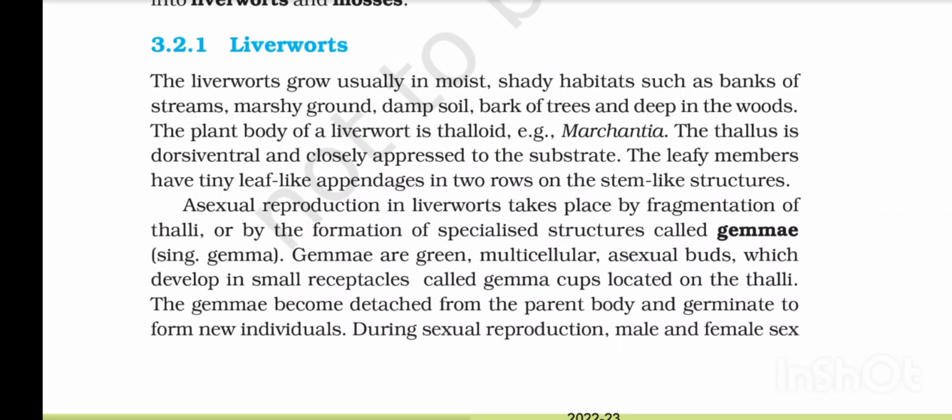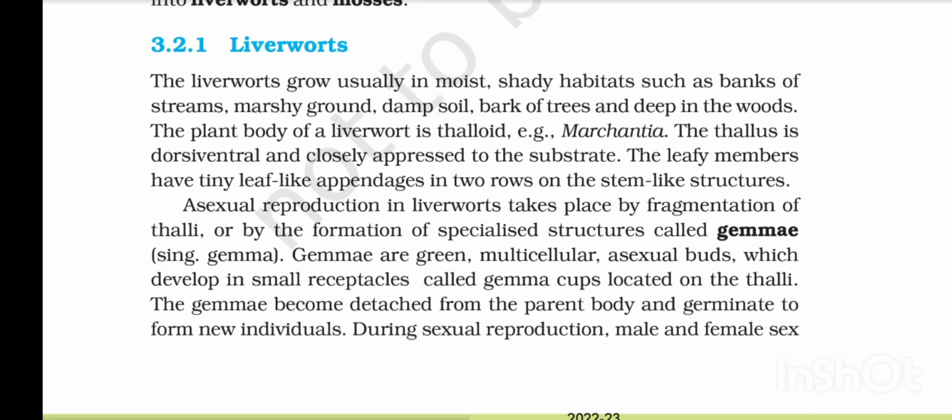The plant body of liverworts is thalloid, for example, Marchantia. The thallus is dorsiventral and closely appressed to the substrate. The leafy members have tiny leaf-like appendages in two rows on the stem-like structures.